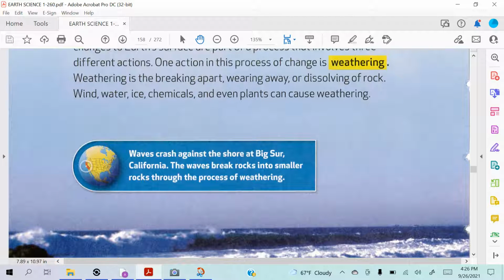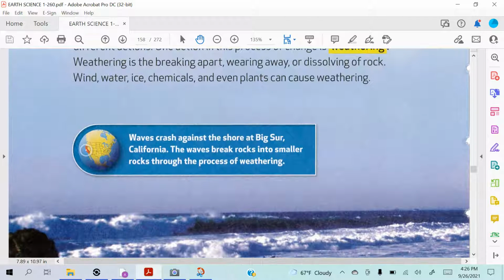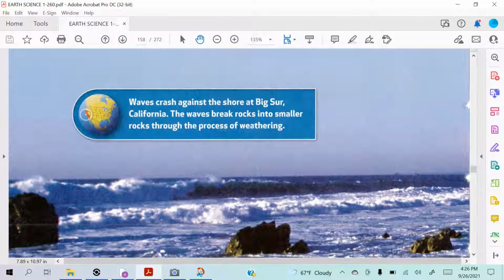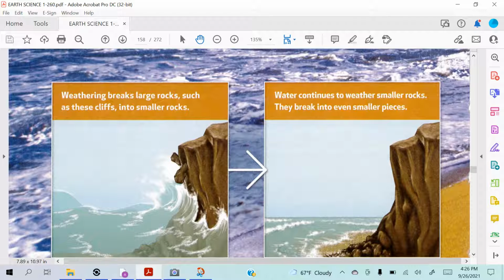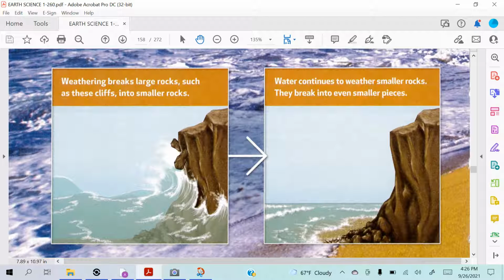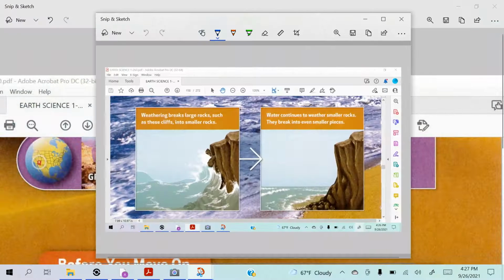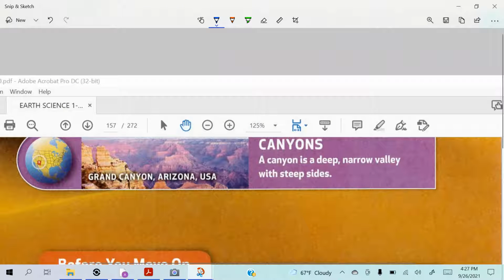Waves crash against the shore at Big Sur, California. The waves break rocks into smaller rocks through the process of weathering. Weathering breaks large rocks, such as these cliffs, into smaller rocks. Look at that. See that? Right here. Right? And then we're going to skip ahead. I'm going to ask you a question in this video. Right here. Ready?